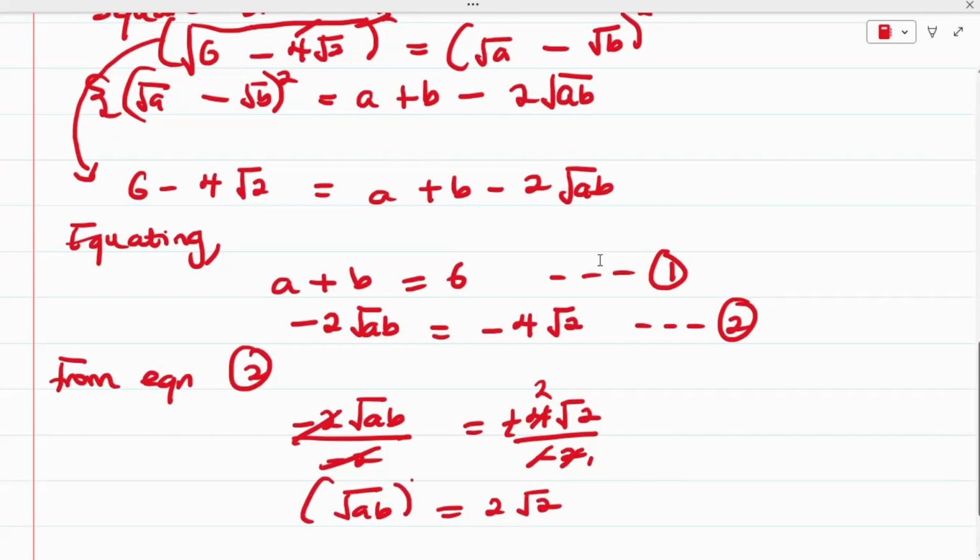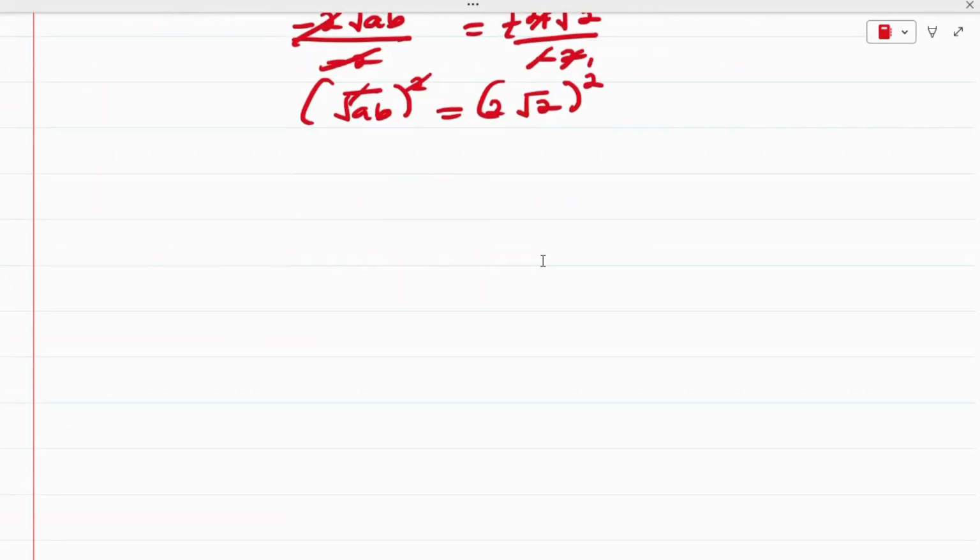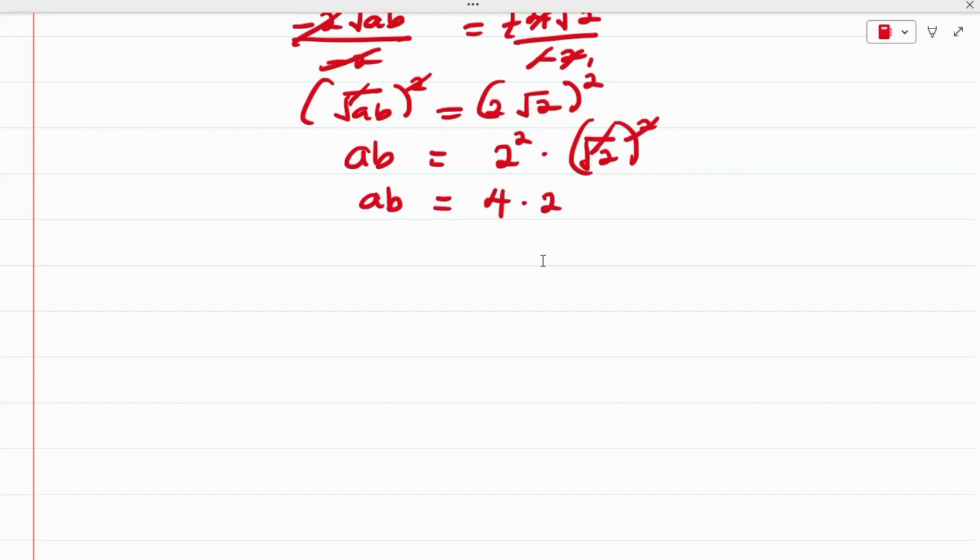So we have to square both sides in order for us to have ab. So this is going to cancel out this. So ab is equal to 2 raised to the power of 2 multiplied by the root of 2 raised to the power of 2. ab is equal to 2 raised to the power of 2, which is 4, multiplied by... this is going to cancel out this. We have this to be 2. So ab is equal to 8.